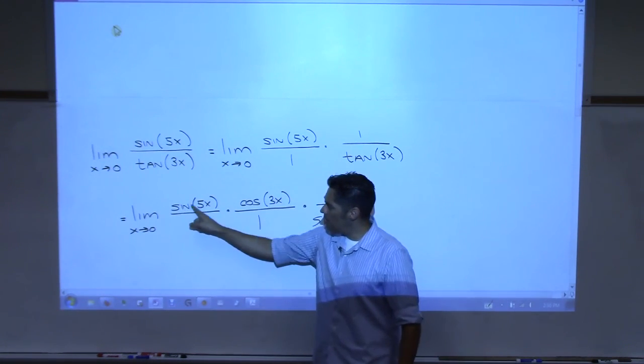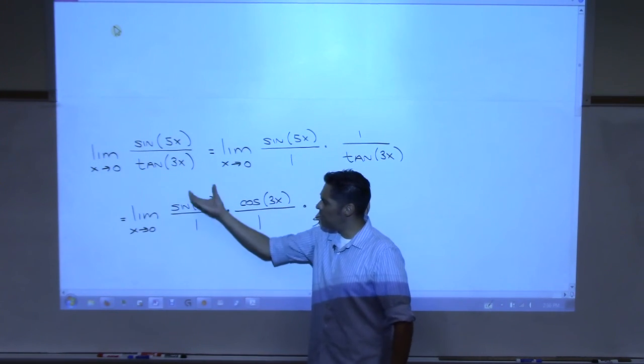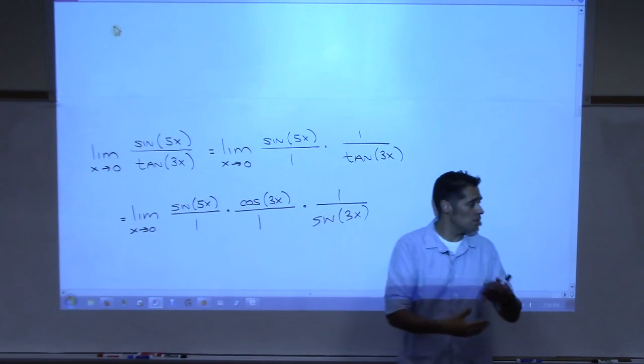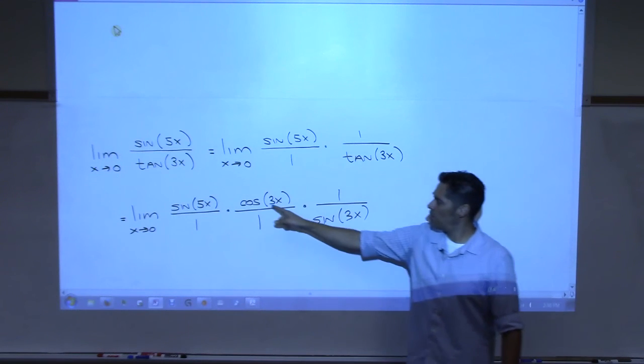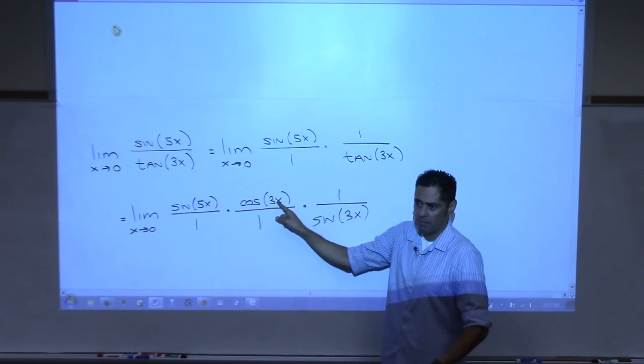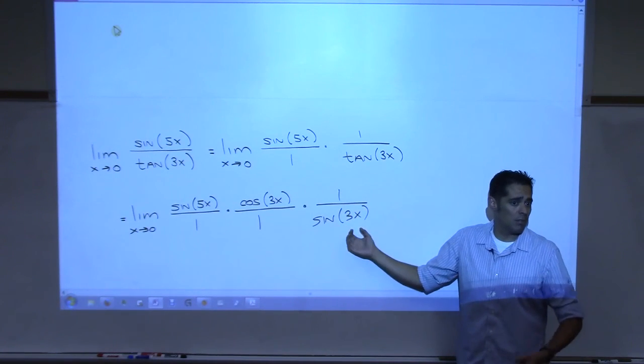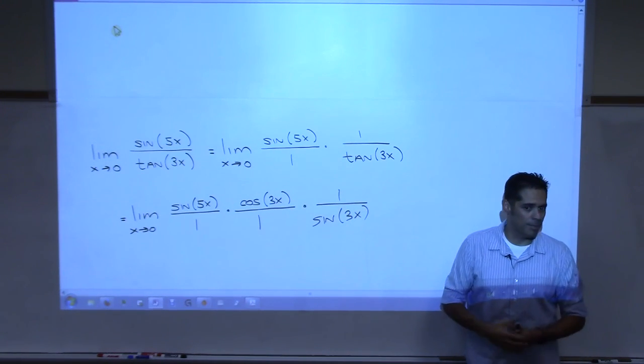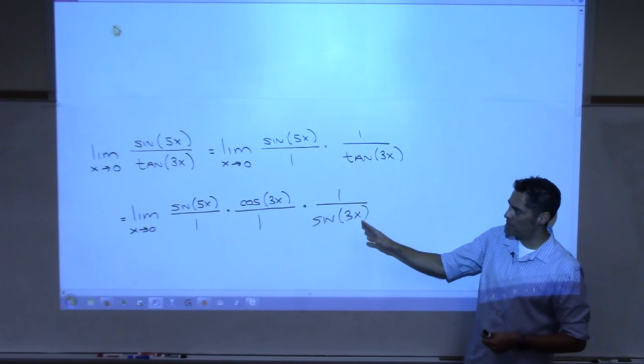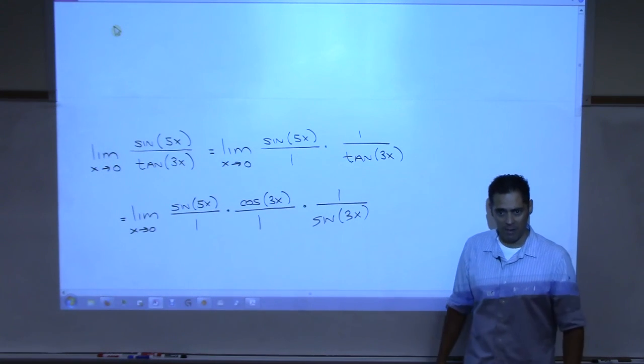Look, if I plug in 0, we get sine of 0, that's 0. 0 over 1, that's not a problem. 0 over 1 is 0. Cosine of 0 is 1. 1 over 1, no problem. 1 over sine of 0, that's division by 0, that's an issue. This thing is what makes everything go crazy, right?